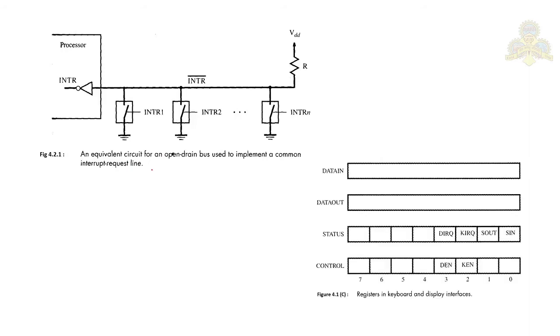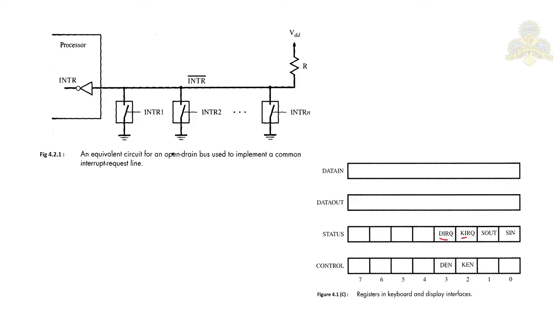Let me show you the other diagram. This one, right? So we have the status register. Here, this is for keyboard. IRQ is interrupt request. So this is the keyboard interrupt request, and this is the display interrupt request. We'll consider one of these examples.